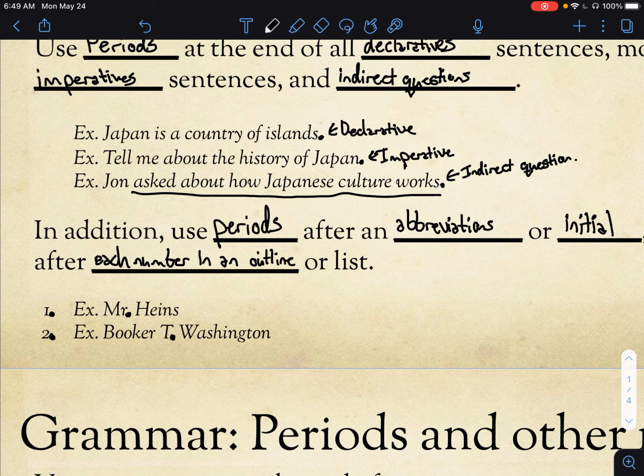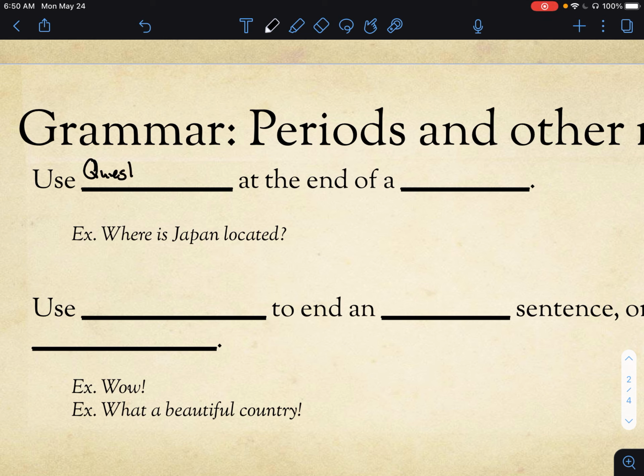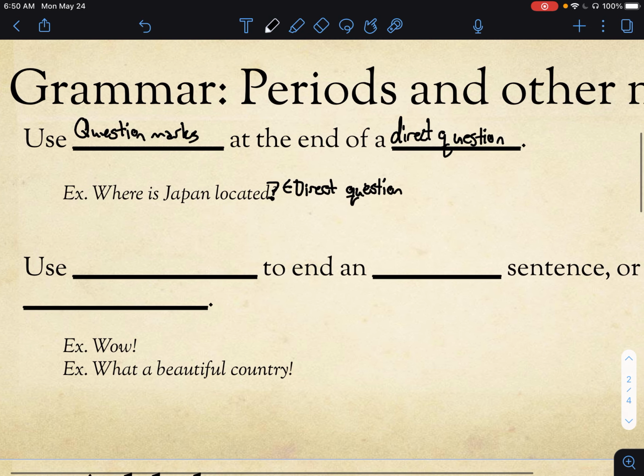Now, we have a very straightforward one. We use question marks at the end. Let's clarify this a little bit. Not just a question, but since we had indirect questions above, we are going to use the direct questions. Okay? So at the end of a direct question, we use a question mark. Where is Japan located? This one is we're specifically asking about the thing, not just saying like, hey, John asked where Japan was located. So now this is a direct question. We're directly asking a thing.